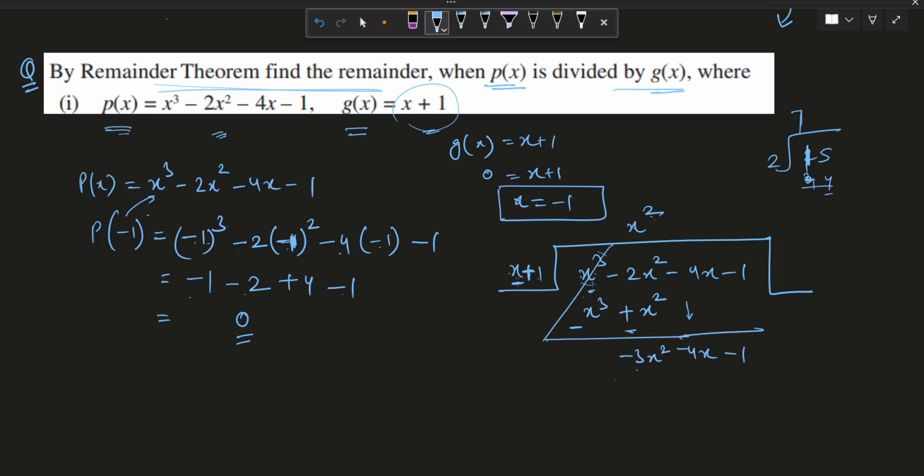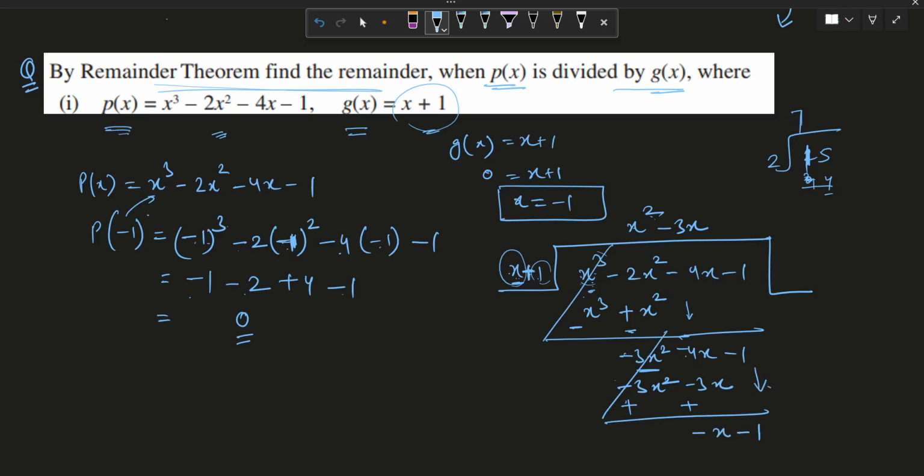Now it's minus 3x square and this is x. So x multiplied by minus 3x will give you minus 3x square. Okay, and 1 into this is minus 3x. So it's a sign change. So this cancels out, minus plus, and this is minus plus, minus x minus 1.